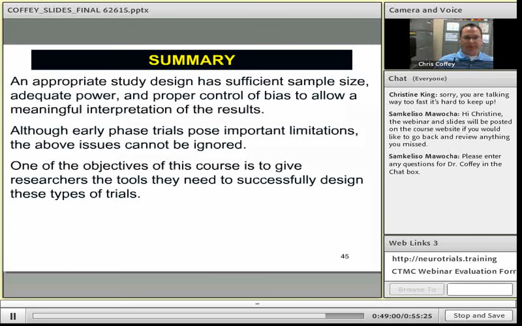Next slide, please. So just to summarize, in general, every trial needs to have an appropriate study design. It needs to have sufficient sample size, adequate power, and proper control of bias, with the goal of answering the question of interest, right? So there should always be, this is the question I want to address in this trial. I've set up my design and my characteristics in such a way that I have a high probability of answering the question.